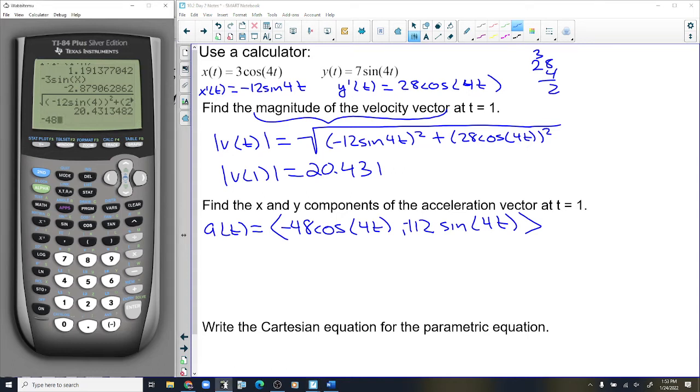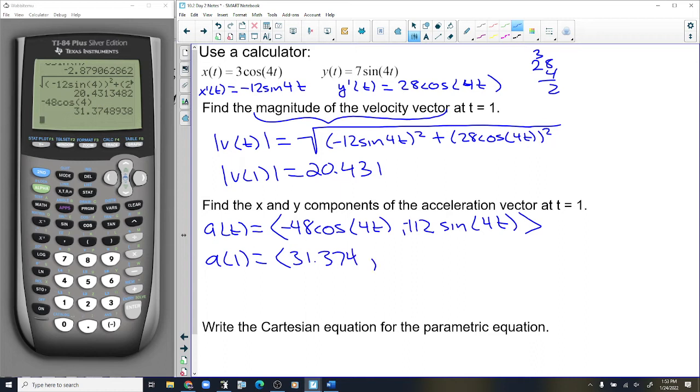Negative 48 cosine of 4, a of 1, is 31.374, and negative 112 sine of 4 is 84.761. There we go.